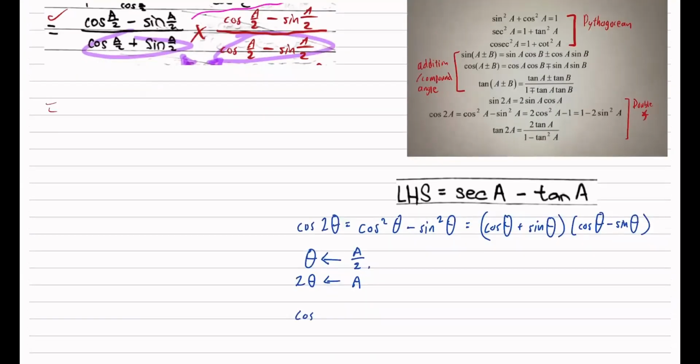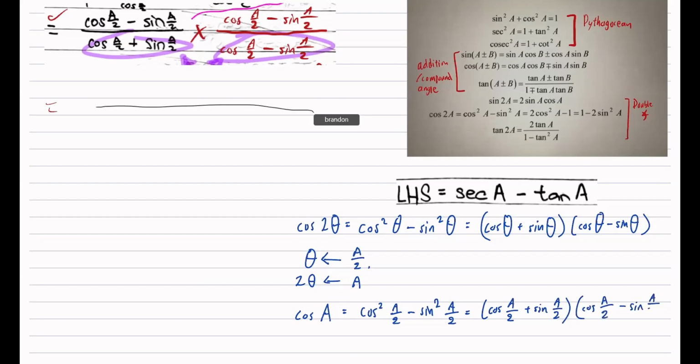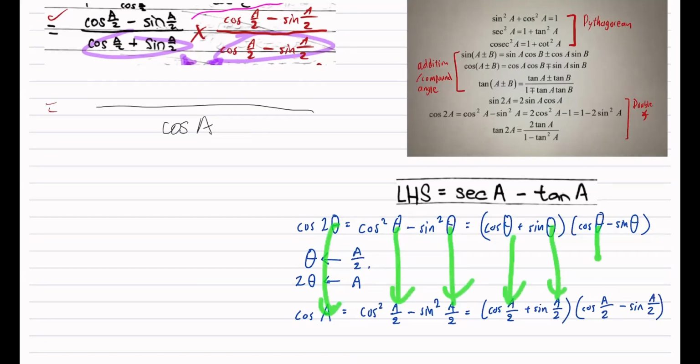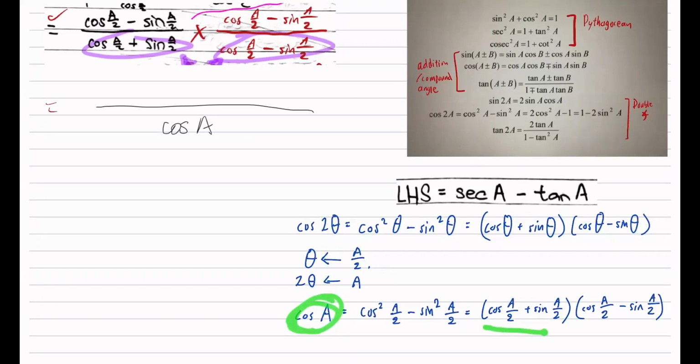Cosine 2 theta becomes cosine a, which is cosine square of theta becomes cosine square a over 2, minus sine square of theta, which is sine square a over 2. I'm just replacing the theta with a over 2. Okay, is it clear? Just substitute. Clear so far? Okay.